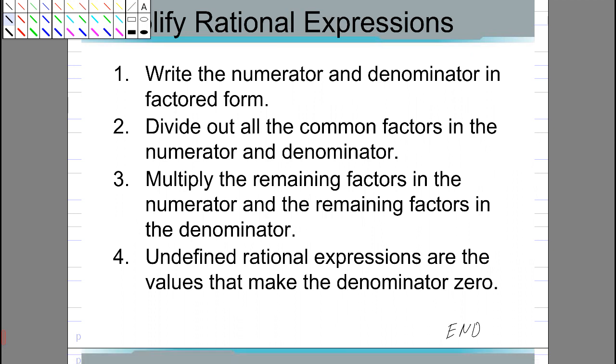Okay, so with simplifying rational expressions, write the numerator and denominator in factored form. Factor completely. Don't forget even a GCF, difference of squares, make sure everything is factored completely. Then divide out common factors. Multiply whatever you have left in the numerator and the denominator, and we will get our final expression. Okay, and undefined rational expressions are the values that make the denominator 0. Alright, that's the end of this portion.